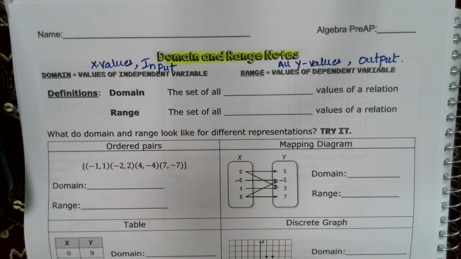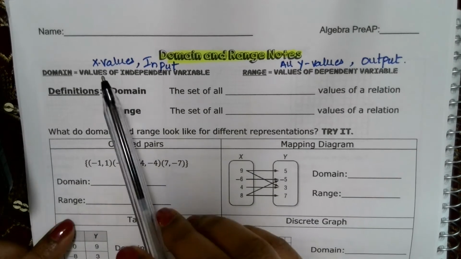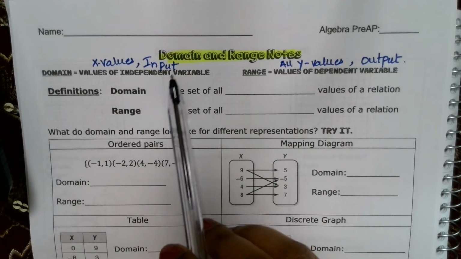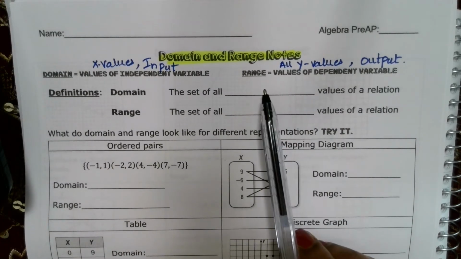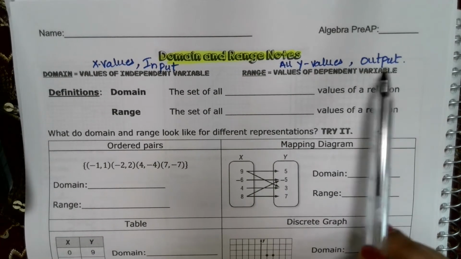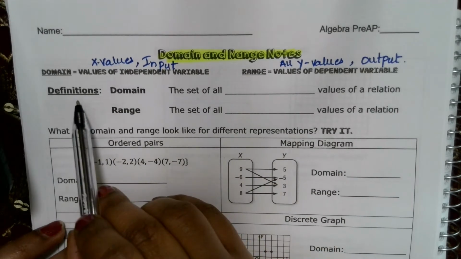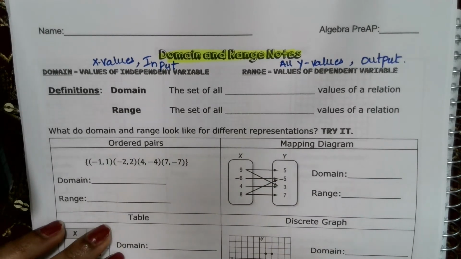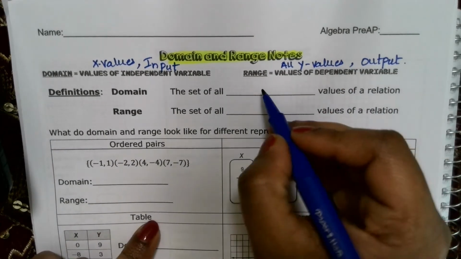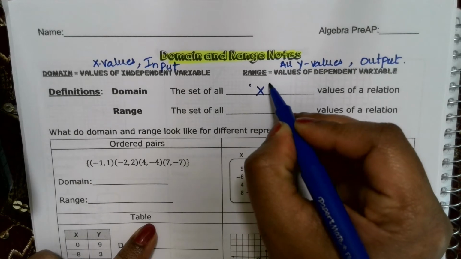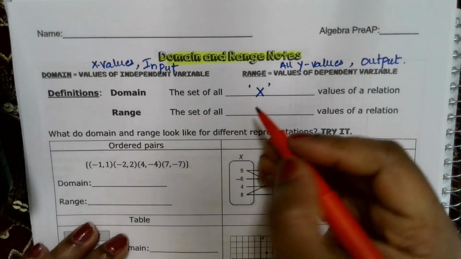So if they talk about domain and range, domain always talks about x values, also called inputs, independent variables. Range are all y values, also called output and dependent values. So let's go ahead and write this. Definition: domain is a set of all blank values of the relation, x values. So always remember x values. And range are the set of all y values.